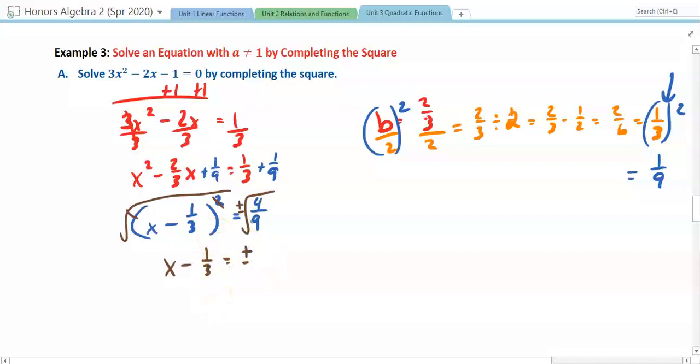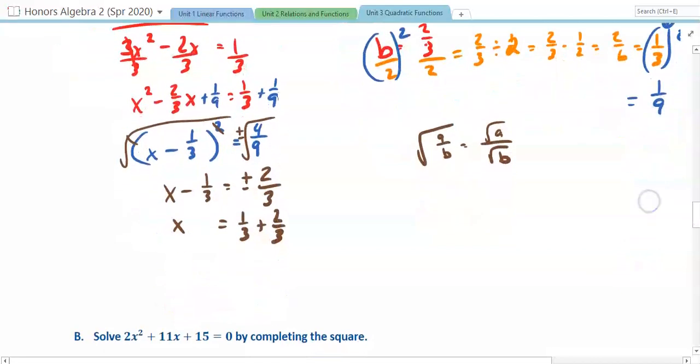is equal to positive or negative. Don't forget your positive or negative. 2/3. Because the square root of 4 is 2, the square root of 9 is 3. Because remember the property is that if you take the square root of a over b, you take the square root of a over the square root of b. And so now I'm going to add the 1/3 across, and so I'm going to get 1/3 plus 2/3. And so finishing off our answer here, we're going to get that x is equal to 1/3 plus 2/3 is 1, or 1/3 minus the 2/3 would give us x equal to negative 1/3. And so my two solutions, negative 1/3, positive 1.